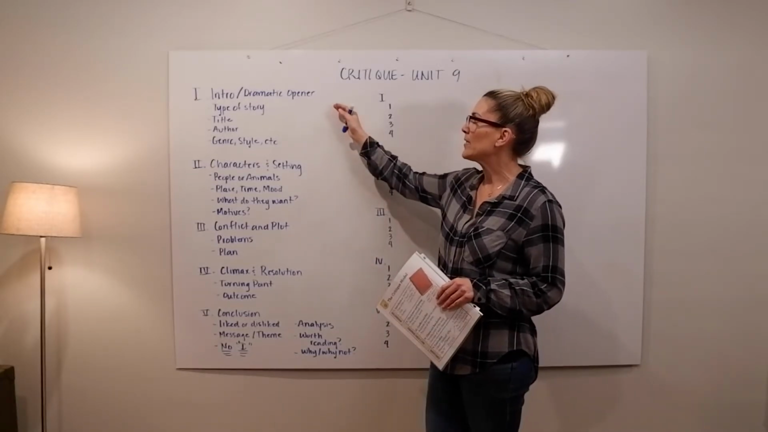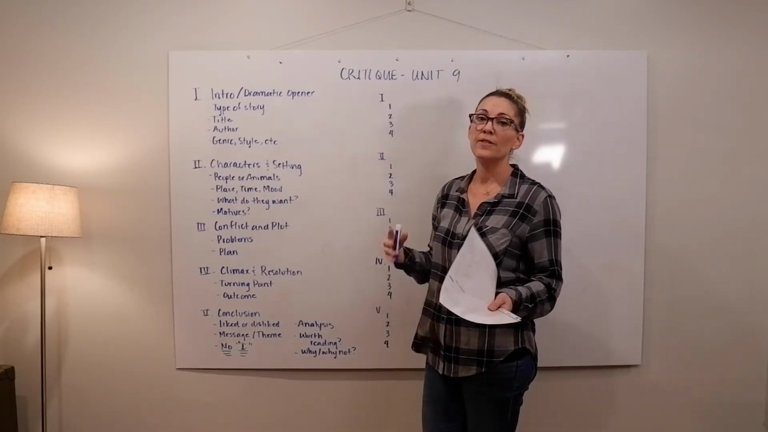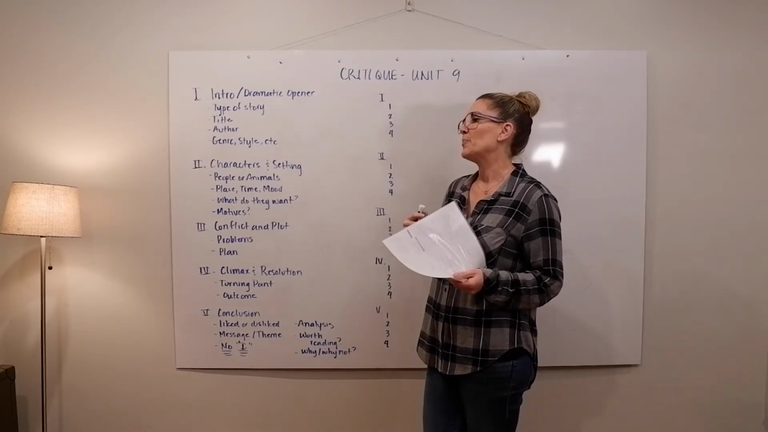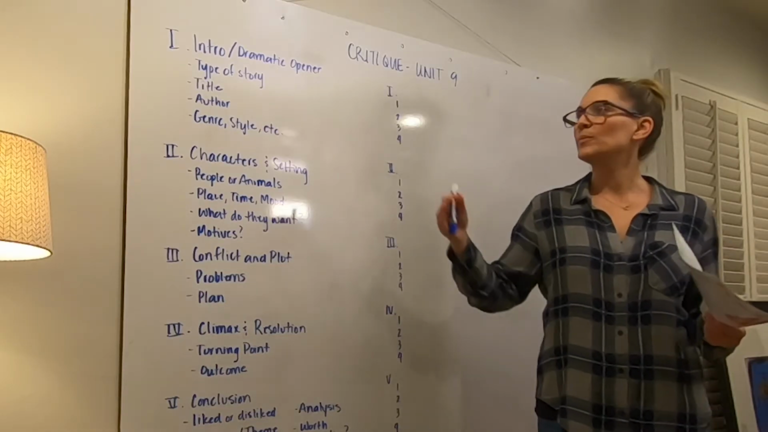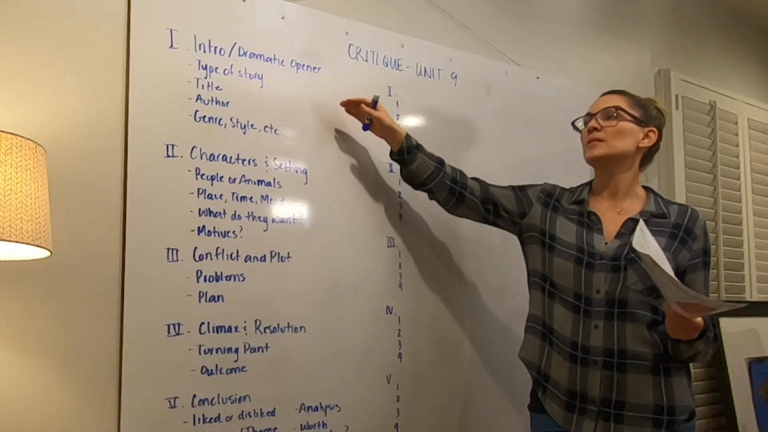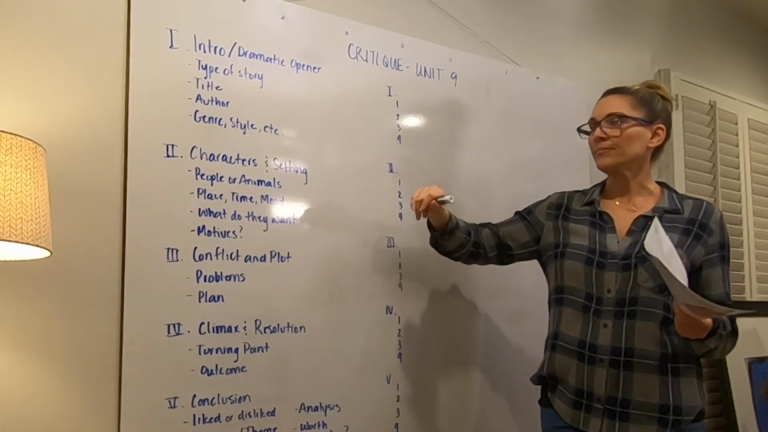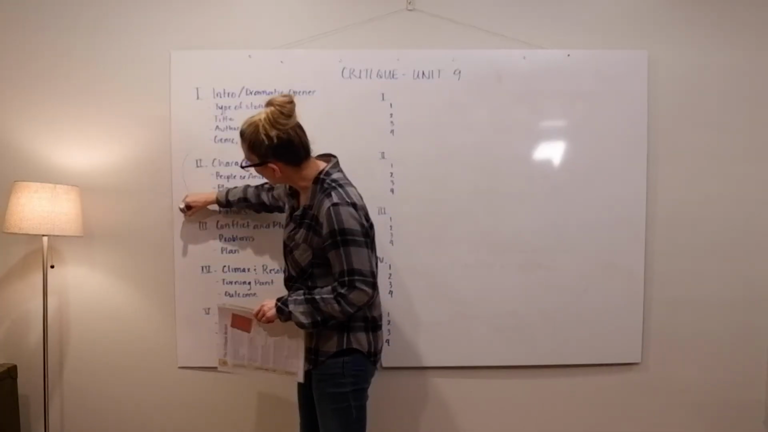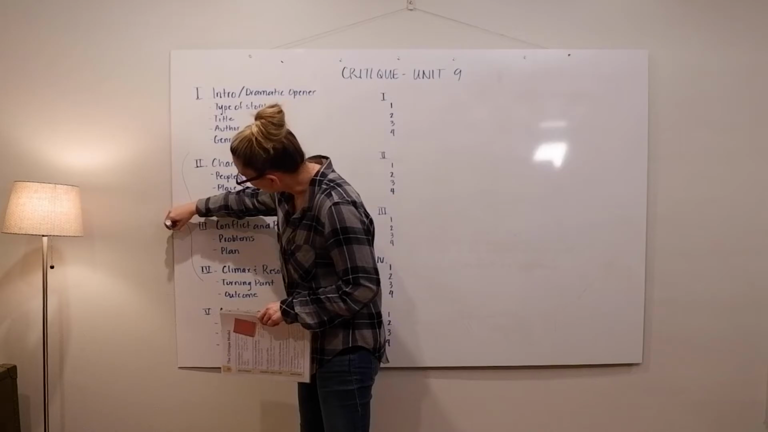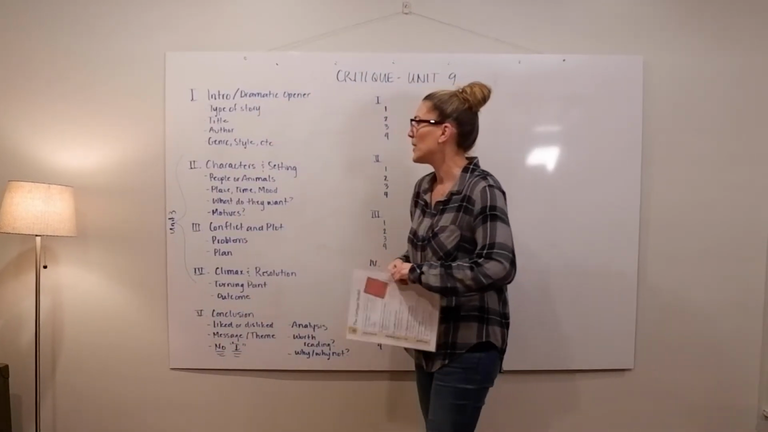And then we want to give a little bit of a background. So we want to talk about the type of story. Is it a fable? Is it, like I said, a work of fiction? Is it a saga? Is it narrative? So we kind of want to tell what type of story it is. We want to give the title, the author, and then the genre. Now you'll notice that these 3 paragraphs here are just lifted out of Unit 3. So these should all be really familiar to everybody.